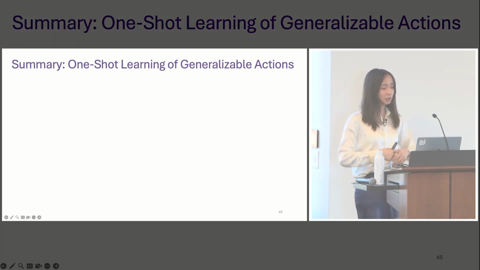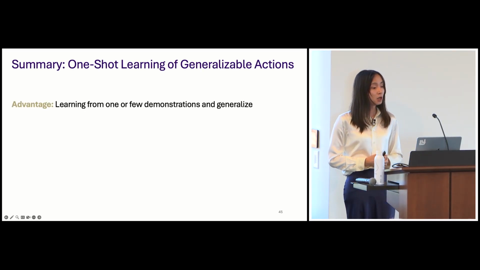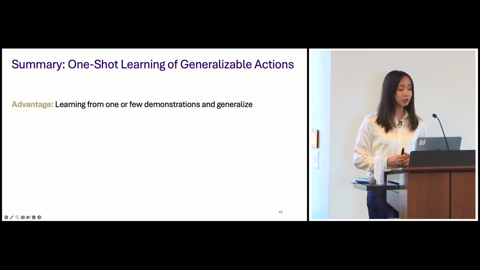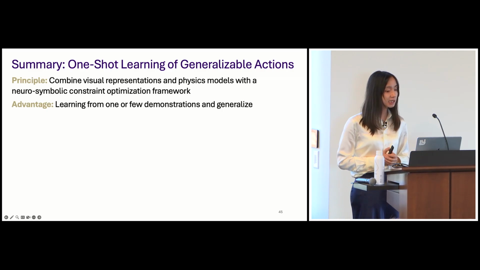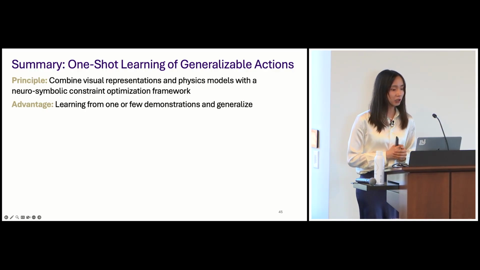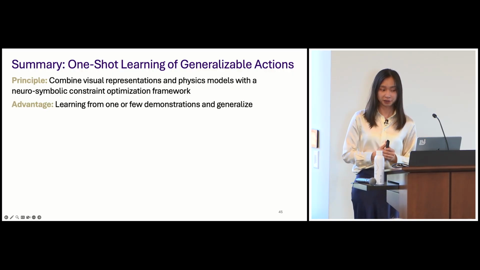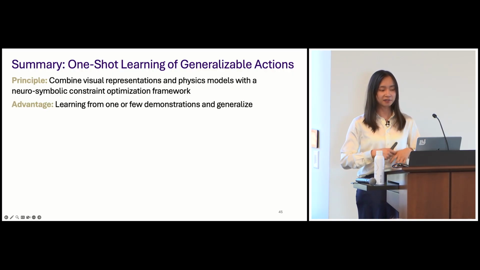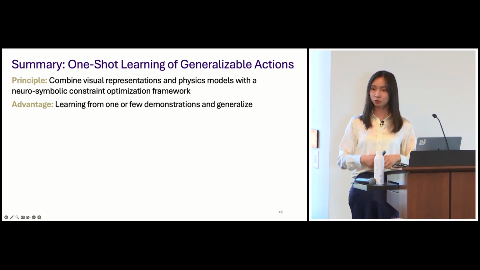So here is the quick summary for this part of my talk, where I talked about one-shot learning or very few-shot learning of generalizable actions. The advantage here is you can really learn from one or a few demonstrations and generalize to different objects and different kinds of environments. And the principle here is to combine visual representation learning and physics models with a neuro-symbolic constraint optimization framework, where the neural network can serve as guidance or as a learned part of the dynamics that you do not know how to exactly model and write down in analytical forms in your physical model.